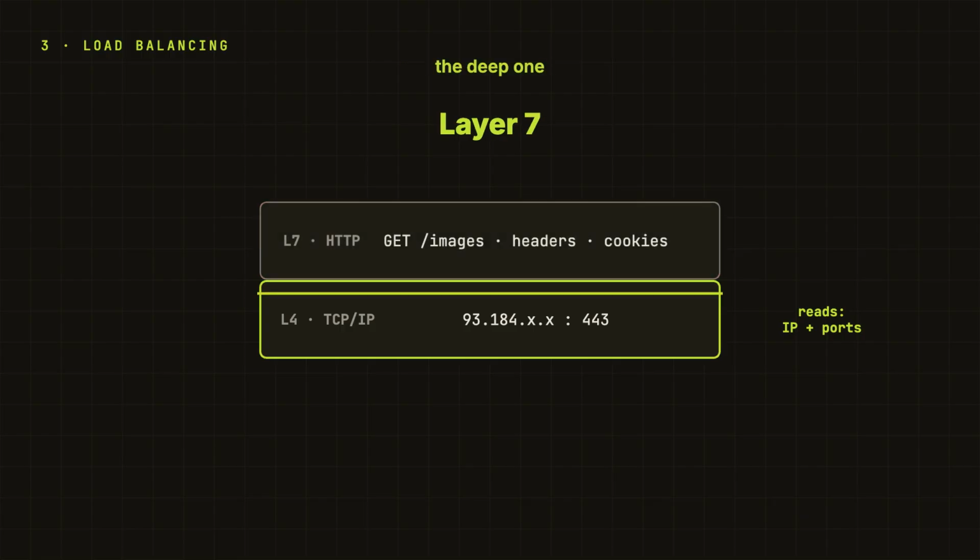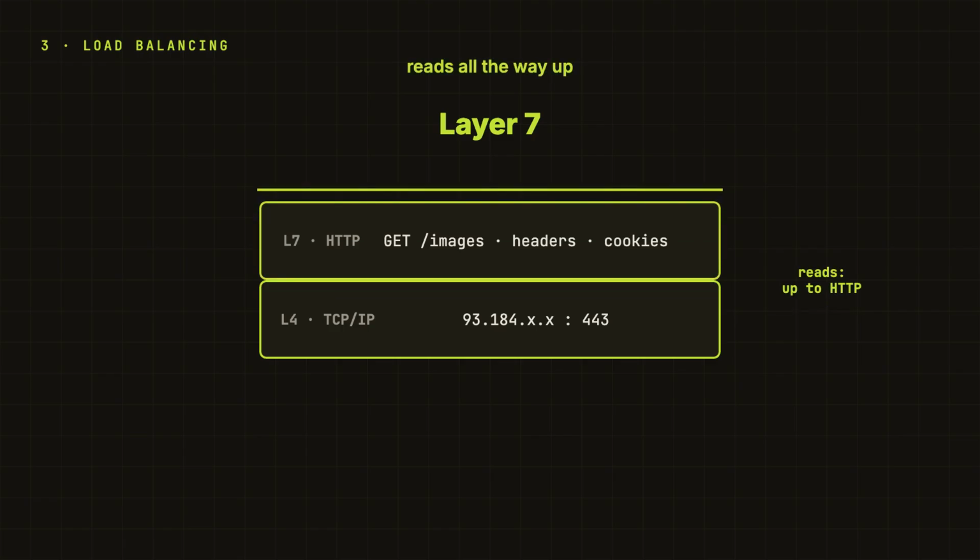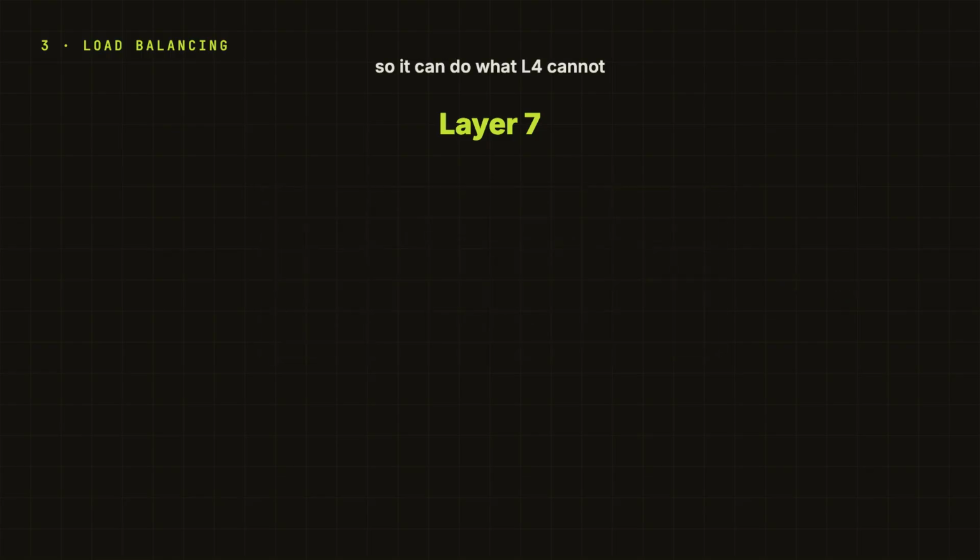The second one is a layer 7 load balancer. This one goes all the way up to the actual request. It reads the HTTP, the path, the headers, the cookies, so it can do things layer 4 simply cannot.